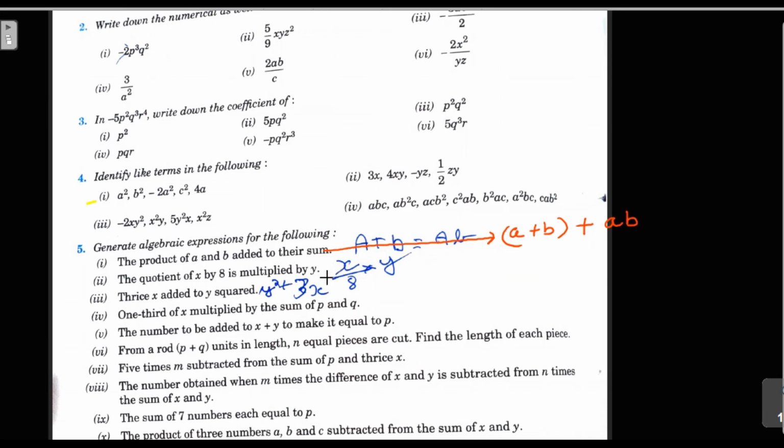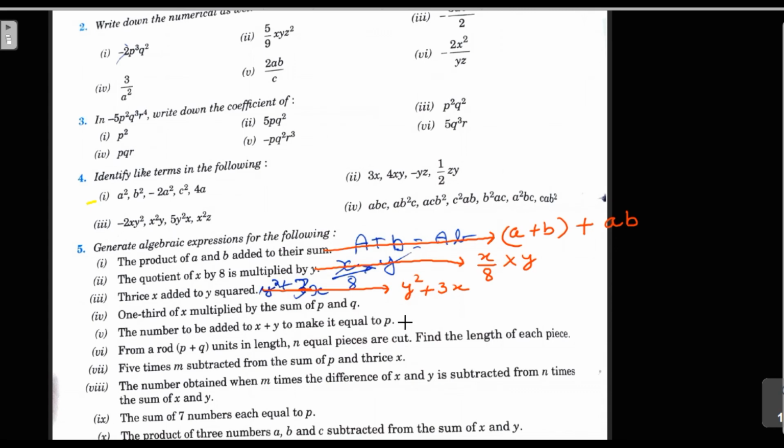Right, the quotient of x by 8 is multiplied by thrice x added to y squared. So x upon 8 is multiplied by the expression thrice x added to y squared. First we will do y square, then thrice of x would be 3x.